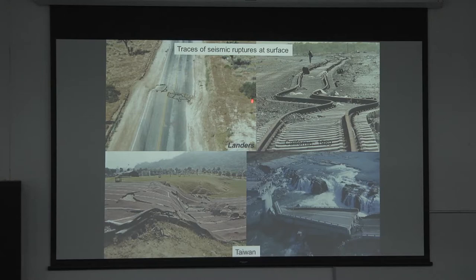So two cases with, in particular, the Landers earthquake, as mentioned, with a rupture surface of several meters that cut the road here. But you can also have thrust fault, so scarp associated to thrust fault. So here you see this athletics track deformed by the Chichi earthquake in Taiwan, or this nice waterfall produced by the rupture after the same earthquake in Taiwan.